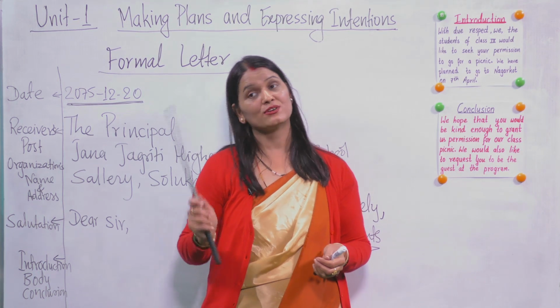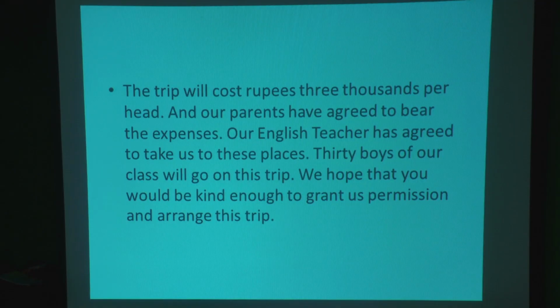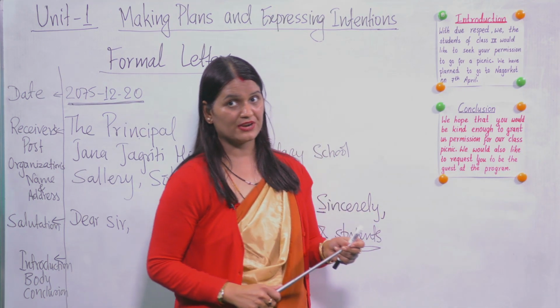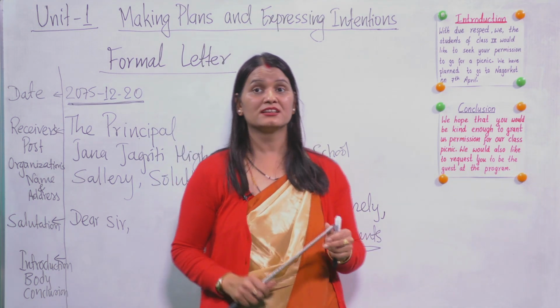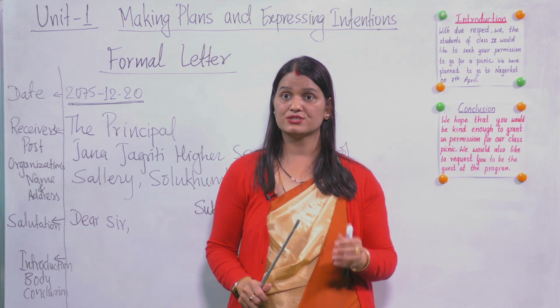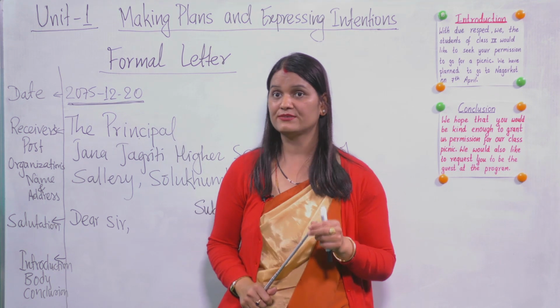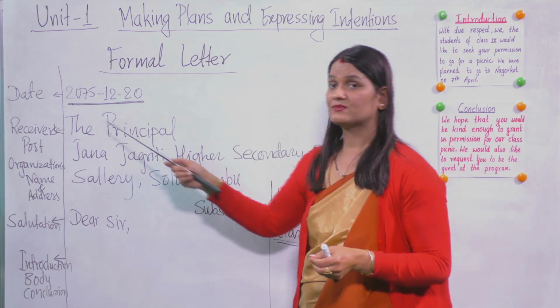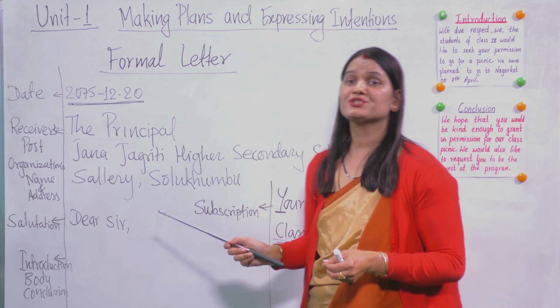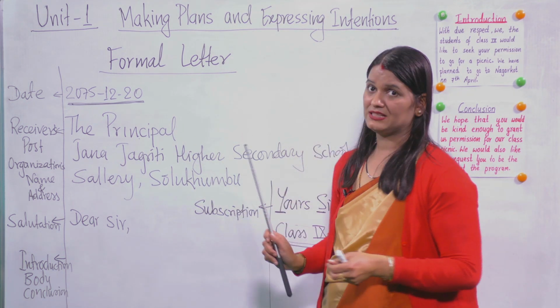But we can write altogether, 30 plus how many girls there are. We can write 30 boys and 20 girls, or however many girls there are, of our class will go on this trip. We hope that you would be kind enough to grant us permission and arrange this trip. So in this way, we can write the conclusion. As you have seen, introduction, body and conclusion, all three parts are given there, and other things are there on the board. So in this way, we can write a formal letter.